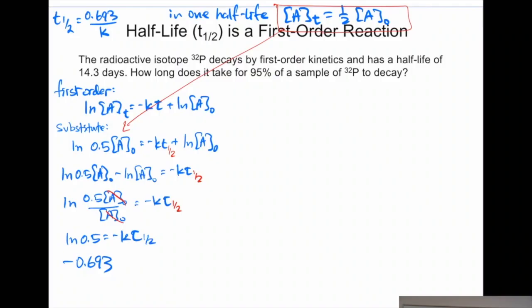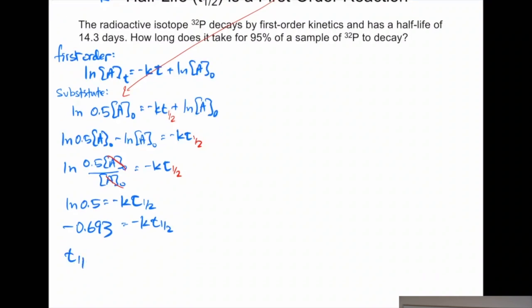Negative 0.693 is equal to minus K T 1/2. So rearranging, T 1/2 is equal to 0.693 divided by K. You don't have to understand that, but if you don't, you just accept this magical equation and use it in a plug and chug, and you get your 3 points on your exam question, and then you walk away as if you didn't know any better, right?